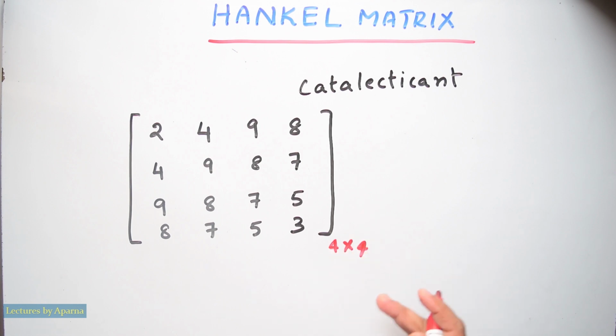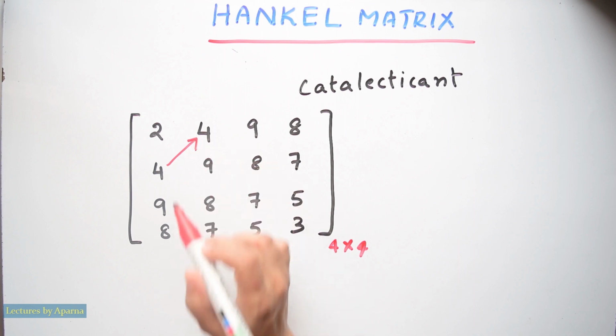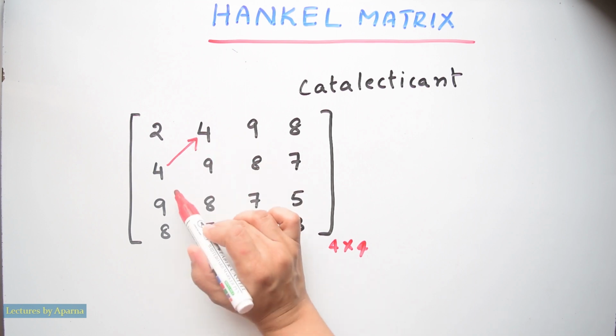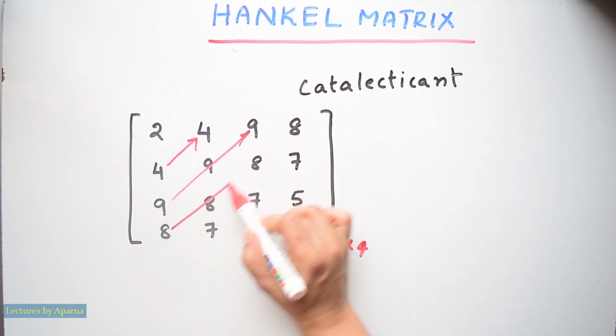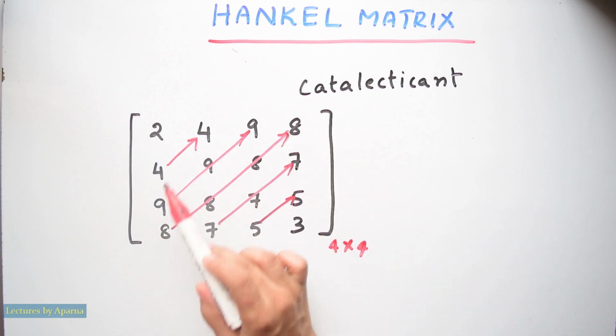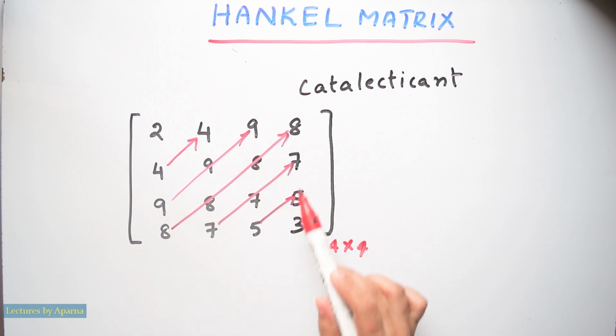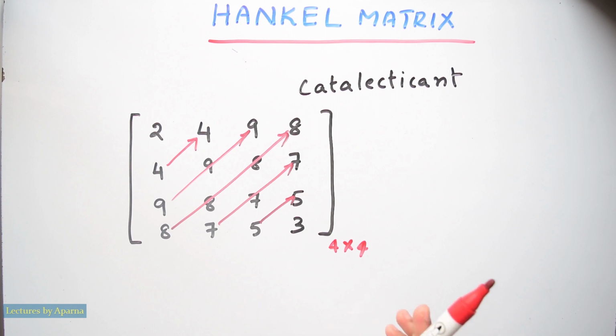The condition to be satisfied for it to be a Hankel matrix is that ascending skew diagonal from left to right is a constant. Ascending skew diagonal means these diagonals. All elements coming in these diagonals will be same. So this 4 and 4 is same, this 9 is same, 8 is same, 7 is same, 5 is same. So any matrix in which elements come in this way, it will be a Hankel matrix. So this is a Hankel matrix.